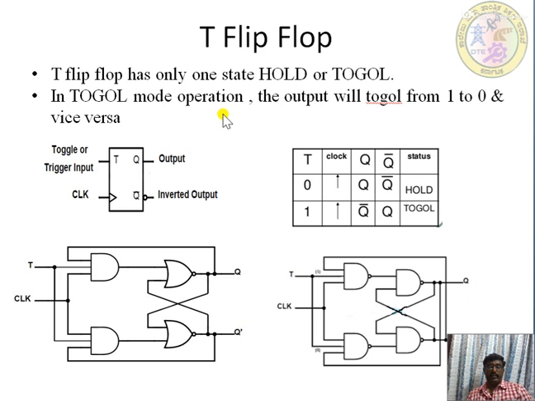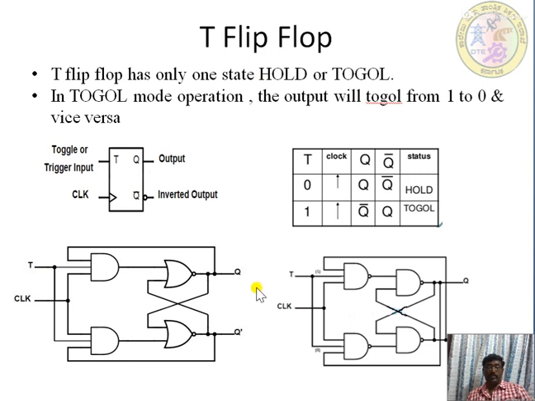Next, the T flip-flop. The T flip-flop has two states, hold and toggle. When T is 0, it is called hold, and when T is 1, it toggles. In toggle mode operation, the output will toggle from 1 to 0 and vice versa. Next, how to convert from an SR flip-flop to a T flip-flop: we can just connect T directly towards S and R. If both S and R are shorted, the output will be whatever the previously stored state was, or the toggle state.